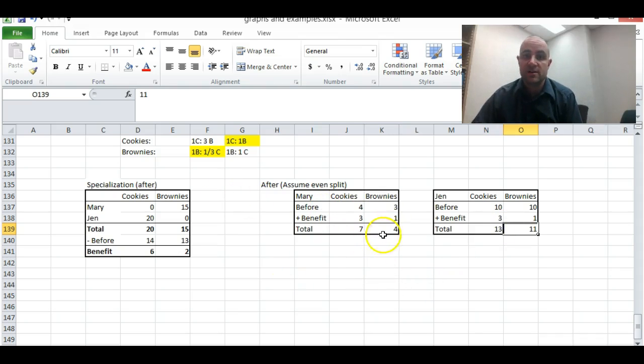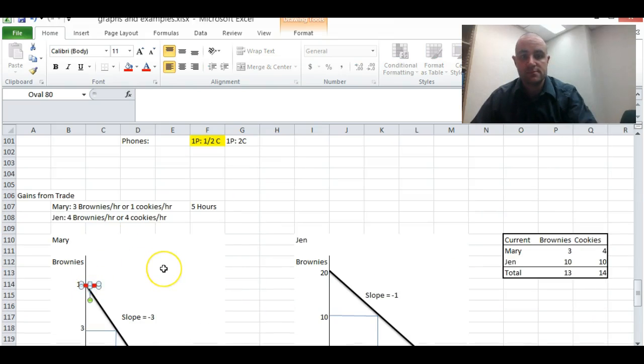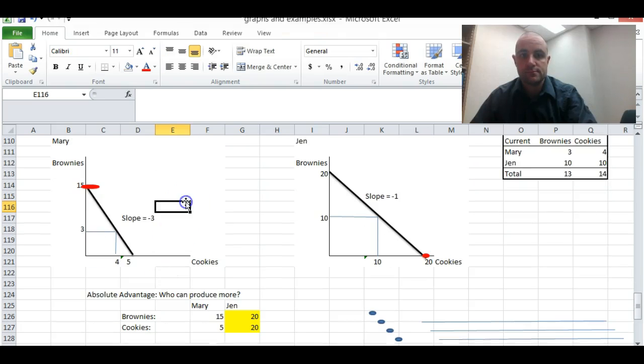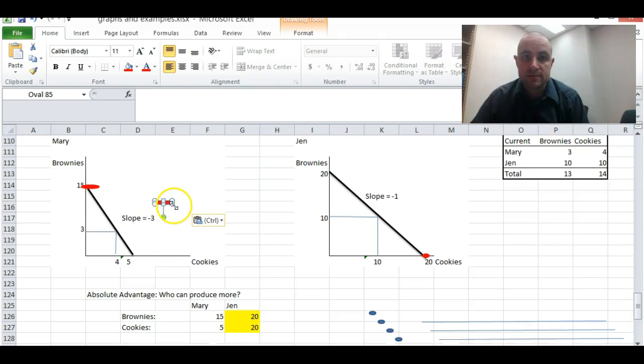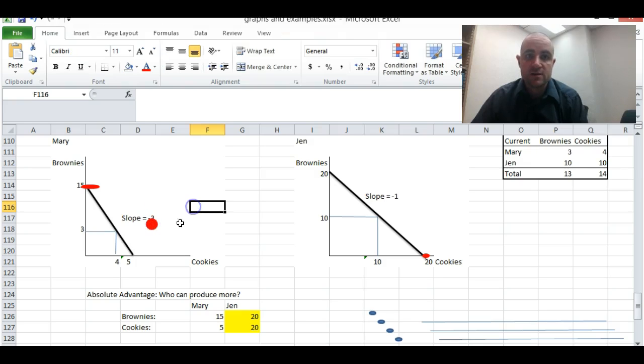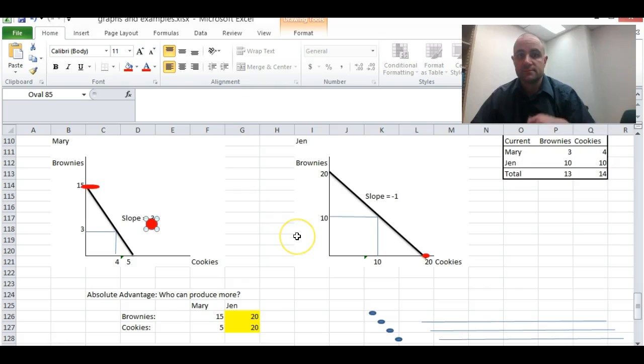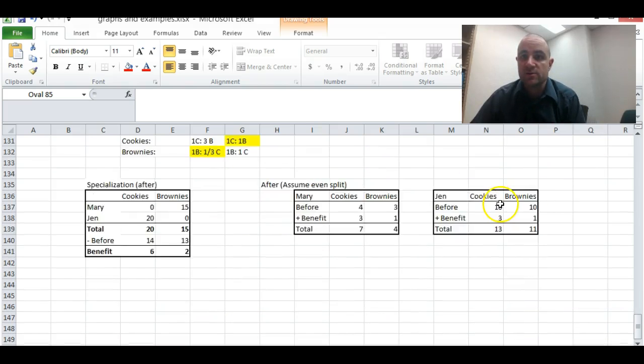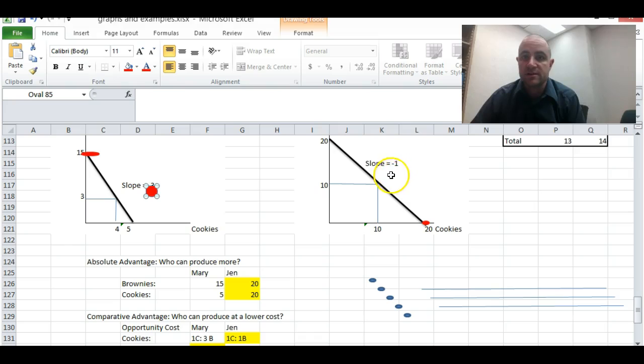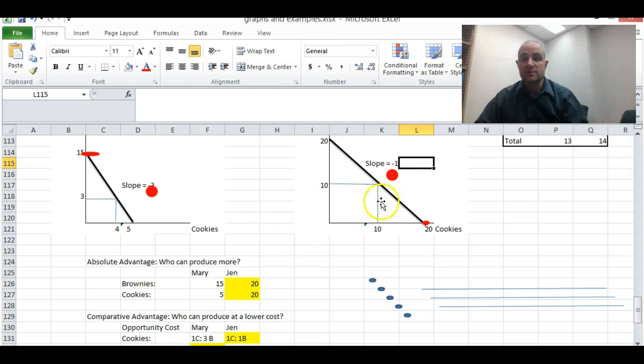Well, let's look at that. Let's look at Mary first. Mary now has 7 cookies and 4 brownies. So Mary is right about there. Jen has 13 cookies and 11 brownies, and so Jen is going to be right around here. So this is what we have now.